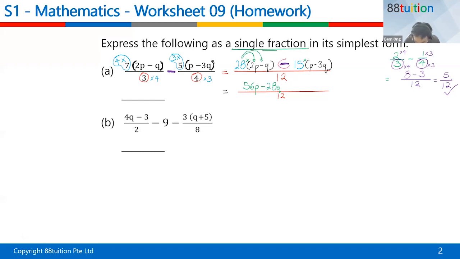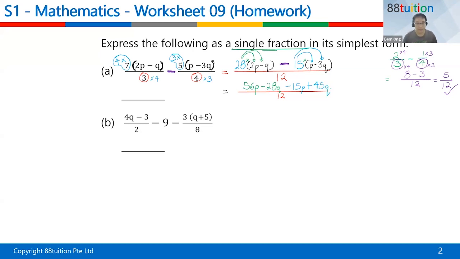Be careful, this one, be careful. The minus belongs to who? The minus belongs to the 15. They are friends, they are related. So minus 15, you must read to yourself. Minus 15 times P will give you a minus 15P. Minus 15 times minus 3Q. Be careful. You learn this in real numbers. Minus times minus is a plus. 15 times 3 is 45. The Q, put it back.